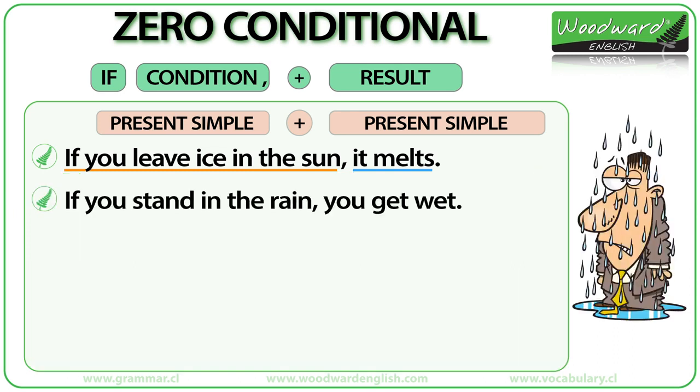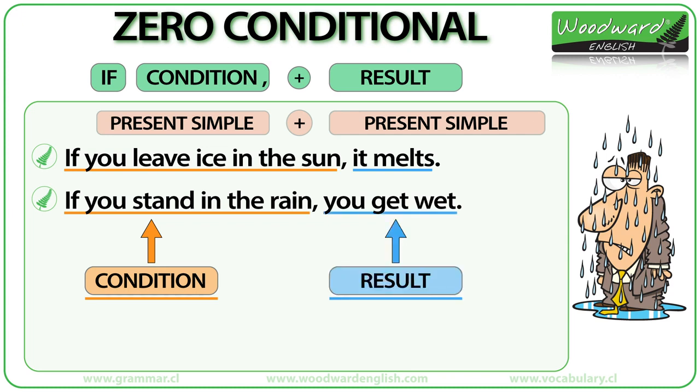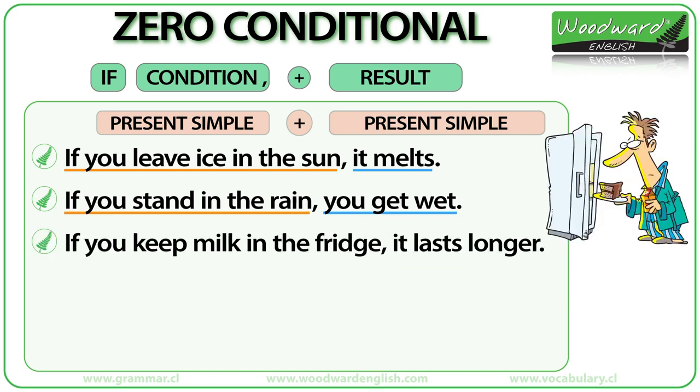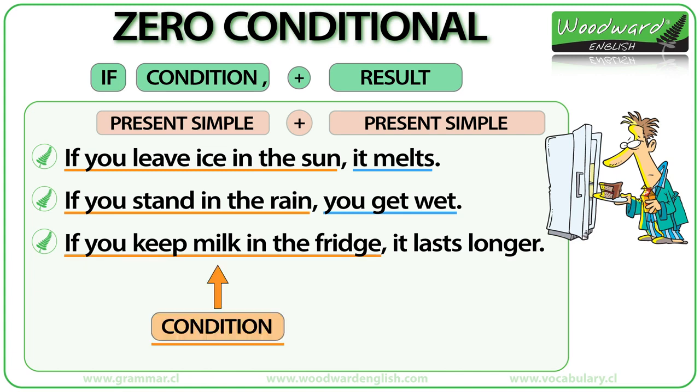Let's look at some other example sentences. If you stand in the rain, you get wet. The condition is, if you stand in the rain. The result is, you get wet. Yes, this is a general truth or fact. If you keep milk in the fridge, it lasts longer. The condition is, if you keep milk in the fridge, and the result, the milk lasts longer. Yes, this is a fact.